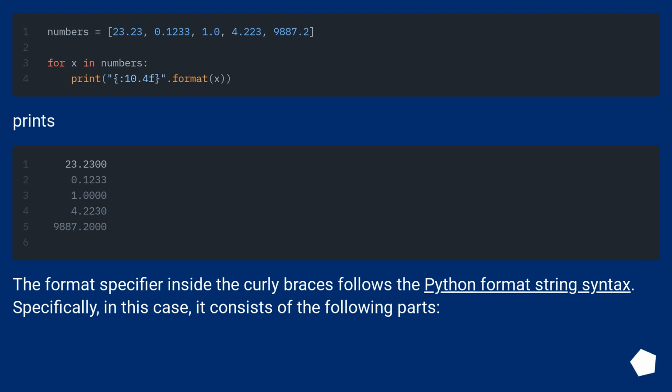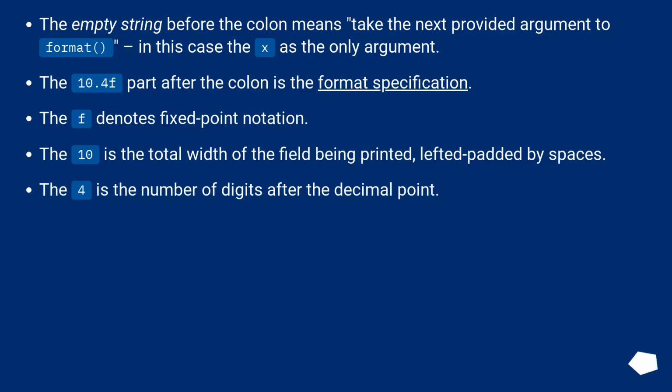print. The format specifier inside the curly braces follows the Python format string syntax. Specifically, in this case, it consists of the following parts. The empty string before the colon means take the next provided argument to format, in this case the x is the only argument. The 10.4f part after the colon is the format specification. The f denotes fixed point notation. The 10 is the total width of the field being printed, left padded by spaces. The 4 is the number of digits after the decimal point.